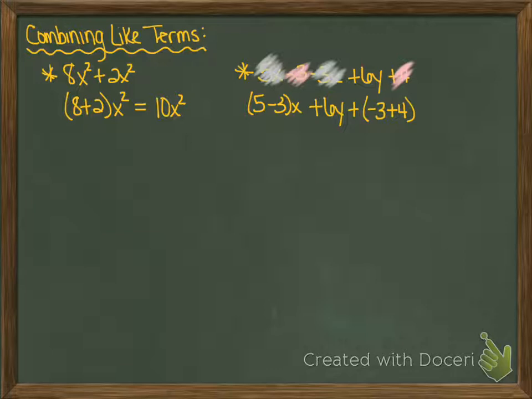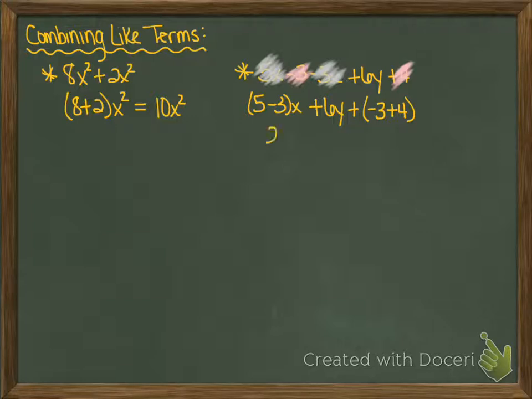And then underneath of that, what I did, just like the previous example, I took 5 minus 3, put that in the parenthesis, and then the variable part was just x. I kept my 6y. And we always like our constants last. We write those last in our expression. So that's why I put the 6y before. And then my 2 constant terms are negative 3 plus 4.